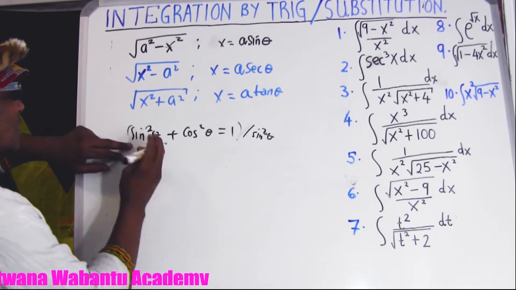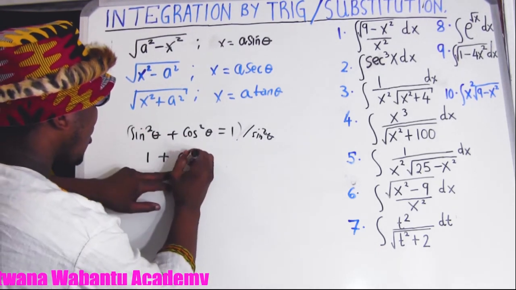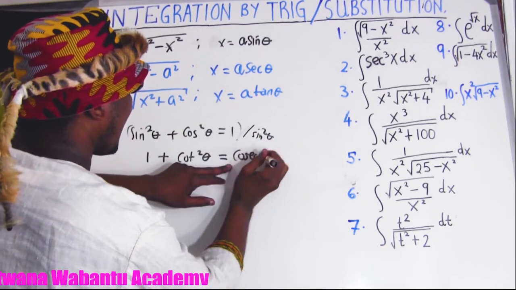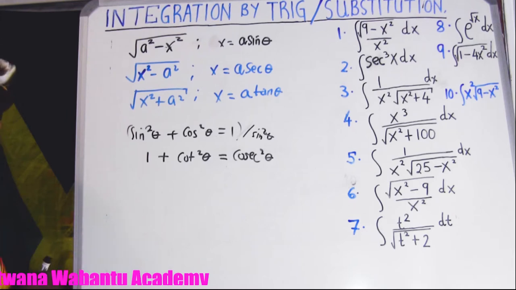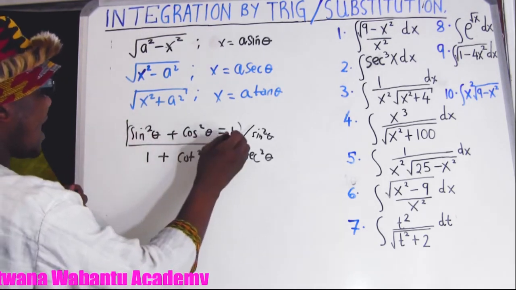If you divide by sine squared, this gives me 1 plus cos squared divided by sine squared, which gives cot squared. And 1 divided by sine squared gives cosec squared. So you see, from this key identity, we get another identity.